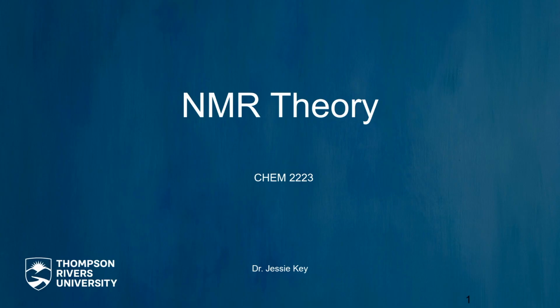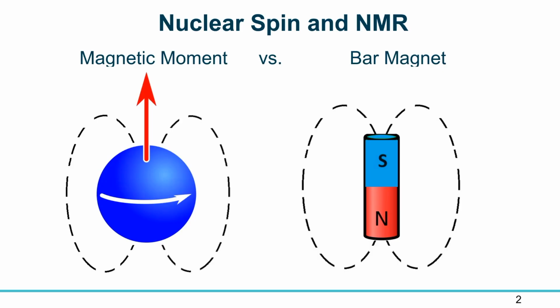In this video we're going to discuss nuclear magnetic resonance theory as it pertains to carbon NMR. Nuclear magnetic resonance spectroscopy is super important because it is arguably the most powerful method of gaining structural information about organic compounds. NMR involves an interaction between electromagnetic radiation and the nucleus of an atom.